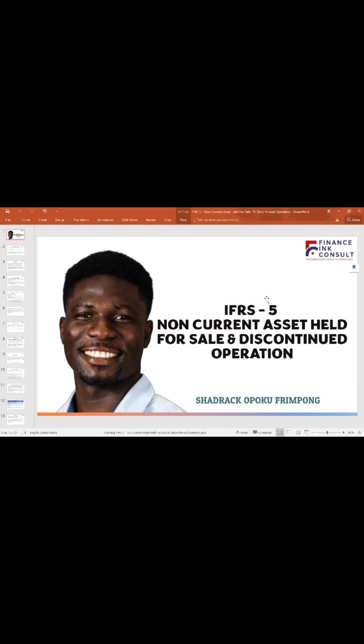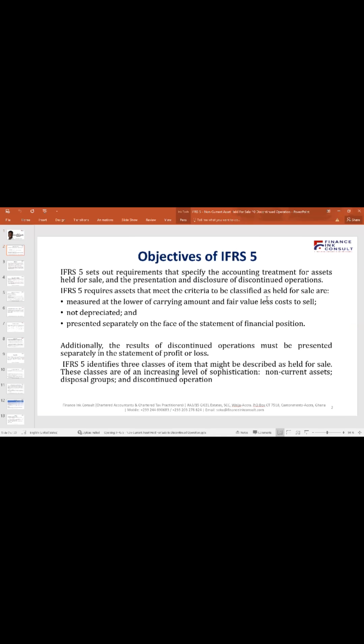IFRS 5, non-current assets held for sale and discontinued operation. This is one standard. I refer to it as inventory. So it has basically almost the same principle as IAS 2. We'll look at it. IFRS 5 sets out the requirements that specify the accounting treatment for assets held for sale and the presentation and disclosure of discontinued operations.